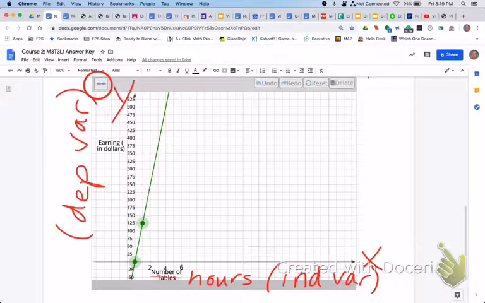In this case, it only had 2 points that it wanted you to plot. It could have been 0, 0, it could have been 1 and 125, or it could have also been, I believe, 2 and 250 as well.